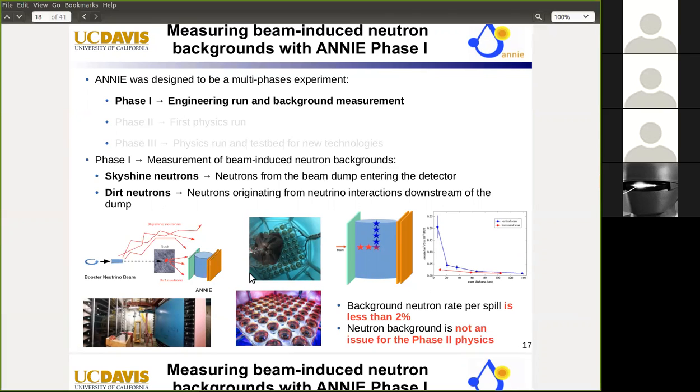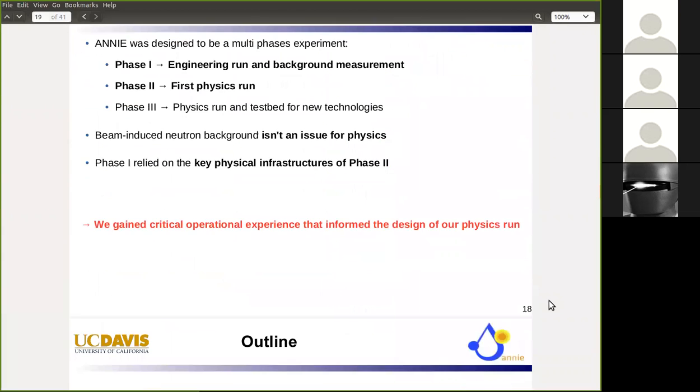So we did phase 1. You can see here some pictures of the assembly of phase 1 and data taking. We moved the neutron sensitive volume in the vertical and horizontal axis to make sure that the neutron background was low enough in the fiducial volume, and it is. We measured the neutron background per sphere to be less than 2%, which means that with this neutron background, this is not an issue for phase 2 physics, and phase 2 can actually start taking data.